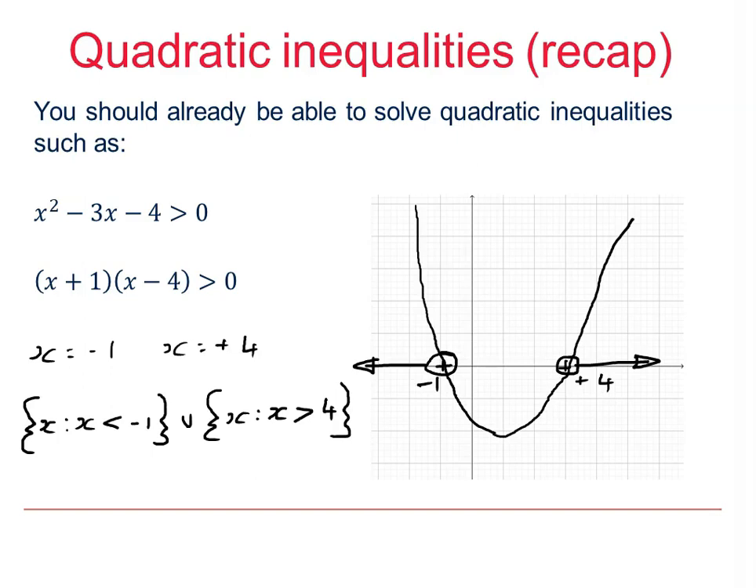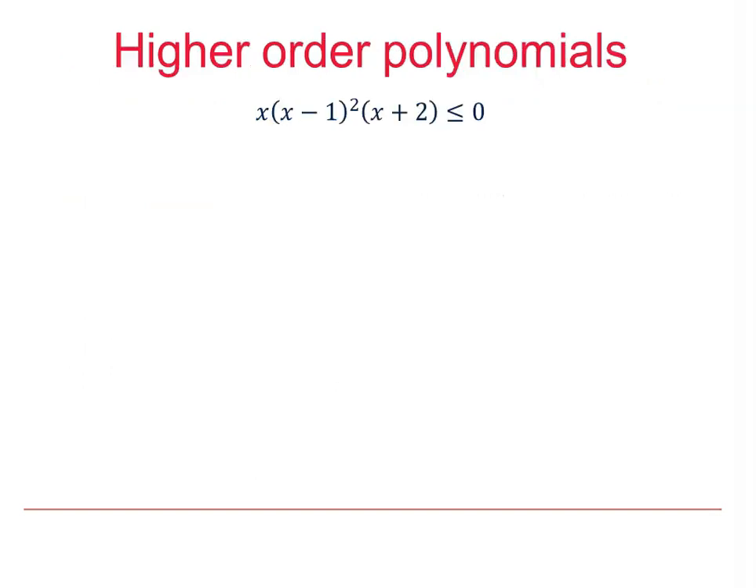So it's this method of finding critical values and then deciding the regions for which the function is positive or negative that we're going to use for higher order polynomials. So here is such a higher order polynomial. This happens to be a quartic, so we've got x to the power 4 as our highest power, and we start off by finding the critical values.